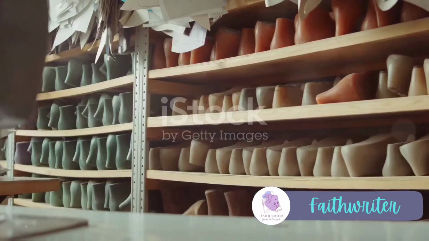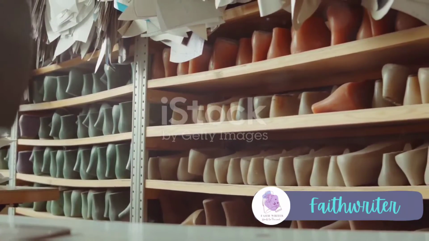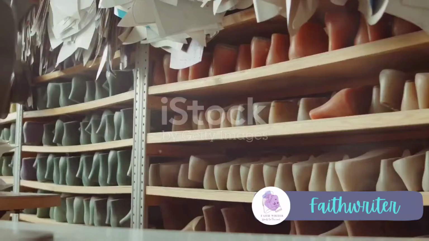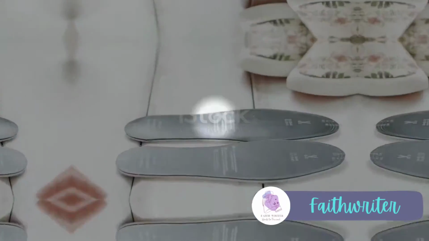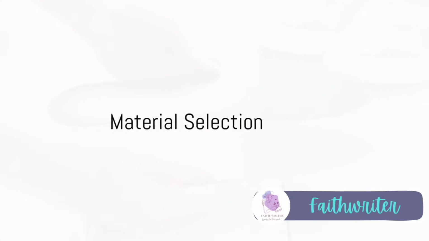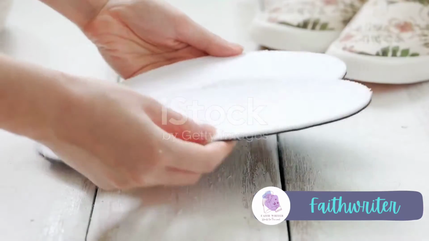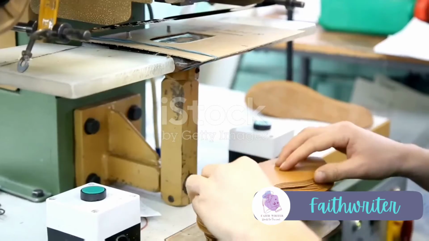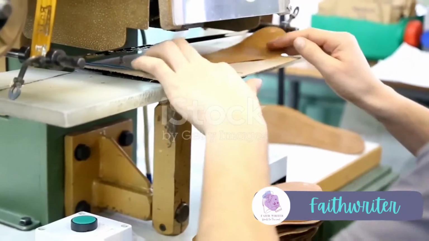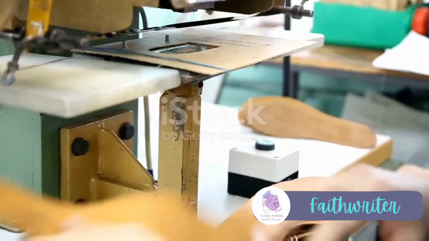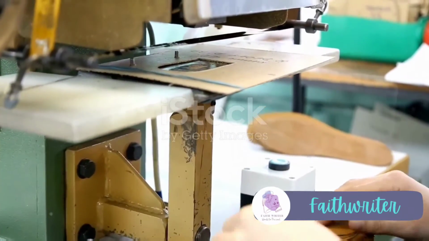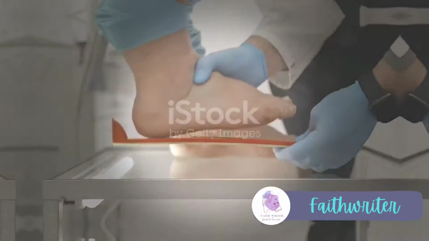There's a wide array of AFOs, each designed with a specific purpose in mind. These include solid AFOs, articulated AFOs, and dynamic AFOs. The creation of AFOs begins with the selection of the right material. Lightweight and durable materials, such as plastic, carbon fiber, or thermoplastic, are typically used. The choice of material hinges on the patient's condition and functional requirements.